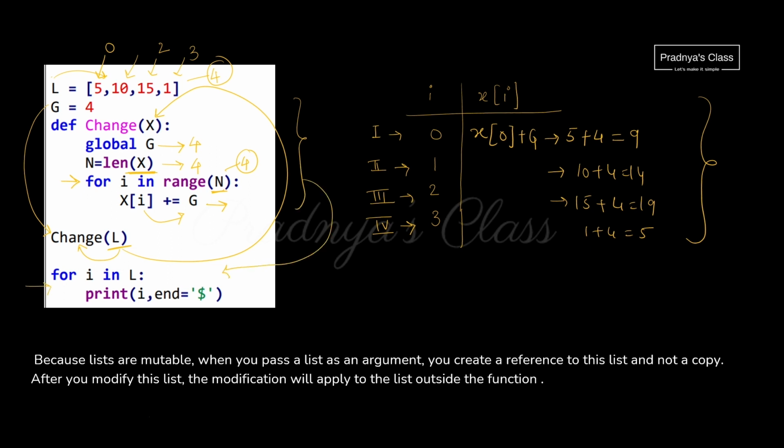There is one more for loop. For I in L, means we are iterating through the list elements. Now the list elements are 9, 14, 19 and 5. Okay, let's check out the print statement, what we are going to print. So the first element of the list will get printed, followed by dollar symbol. Okay, then tell me what will get printed. The first element is 9, then dollar symbol. The second element is 14, then dollar symbol. Again the third element is 19, followed by dollar symbol, and finally 5 will get printed, and at last the dollar symbol will get printed. In this way we will be getting this output.